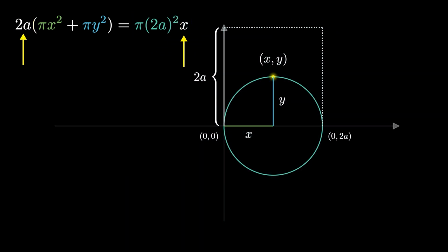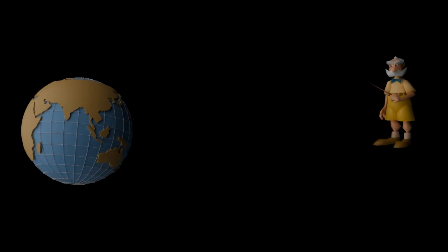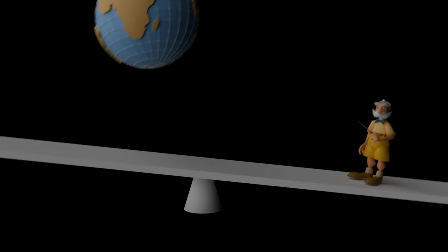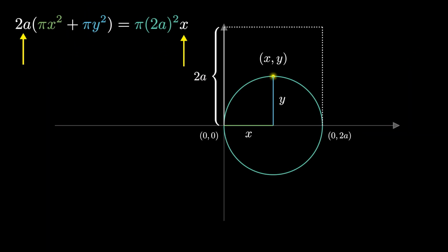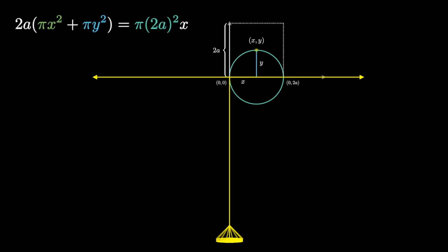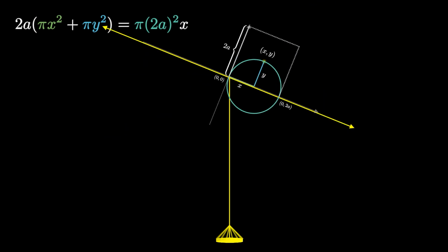But what are the meanings of the 2a on the left and the x on the right? Archimedes then remembered his famous saying, "Give me a place to stand, and I can move the earth." He thought of the law of the lever. The 2a and x can represent lever arms, and these terms can represent weights. What does this mean? He took the coordinate origin as the fulcrum and constructed a balance.